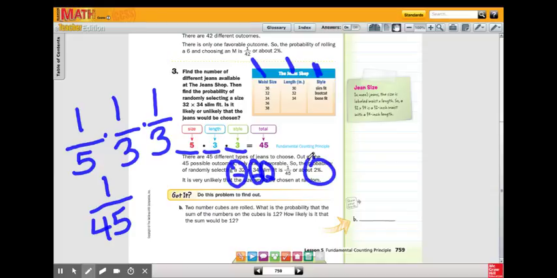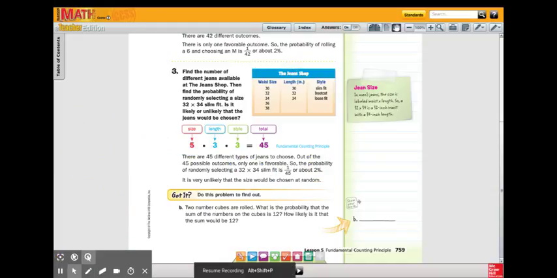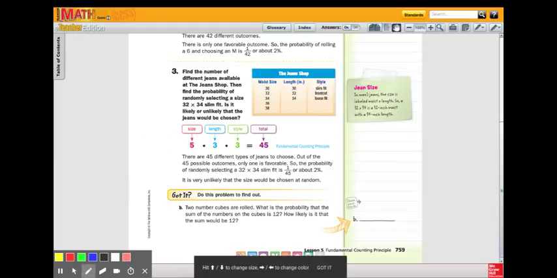This is a good one down at the bottom here too. I want to clear everything else off and then see what's going on. So here's the example down here of the problem. See if you've got it. And it says 2 number cubes are rolled. What's the probability that the sum of the numbers of the cubes is 12? And then how likely is that sum?